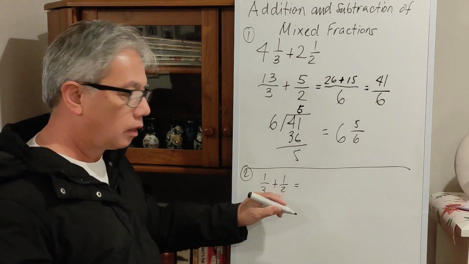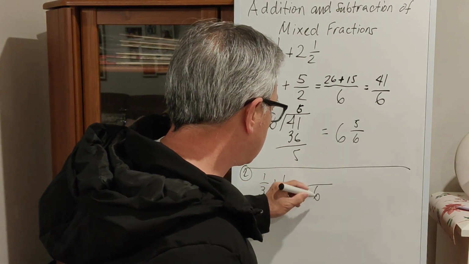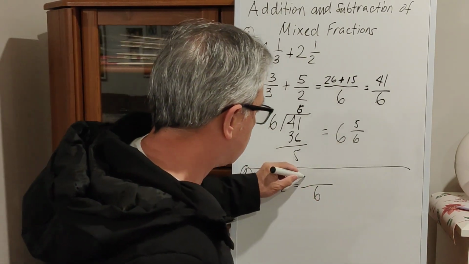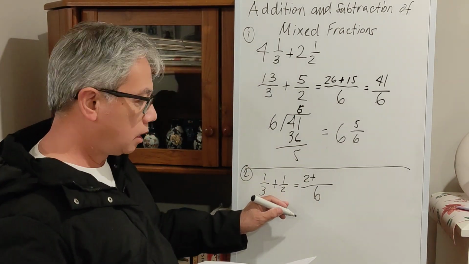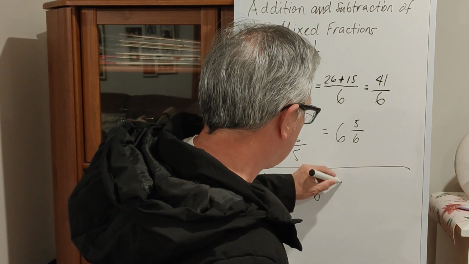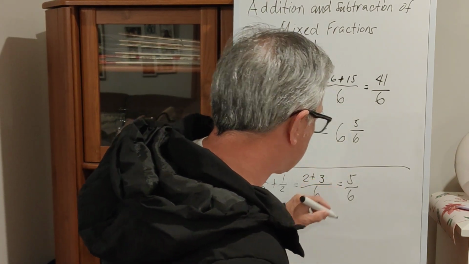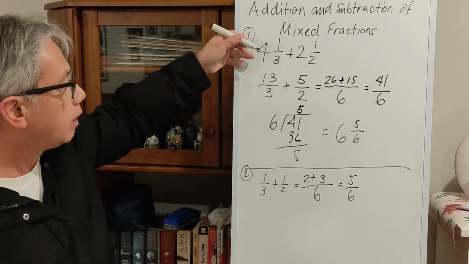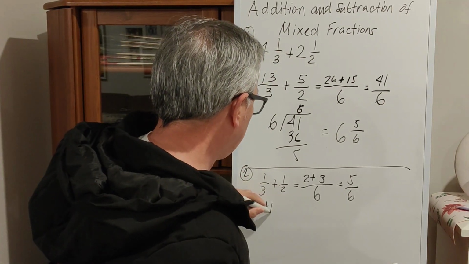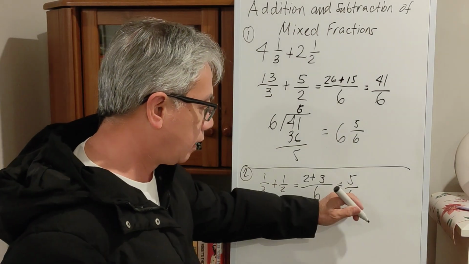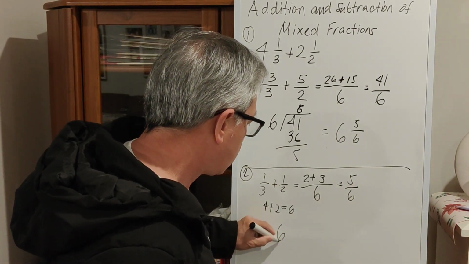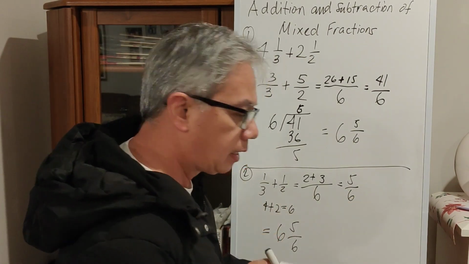So the common denominator is 6. So 6 divided by 3 is 2 times 1 is 2. 6 divided by 2 is 3 times 1 is still 3. So this is 5 over 6. Now the whole number, we add 4 plus 2. 4 plus 2 is equal to 6. And then we combine the whole number and the fraction, 6 and 5 over 6.